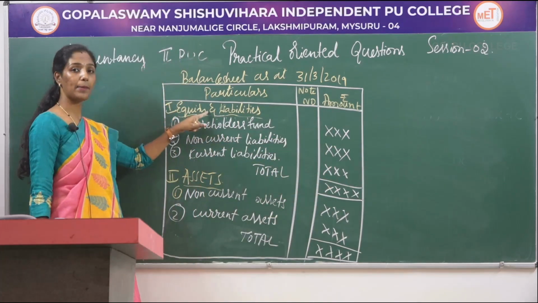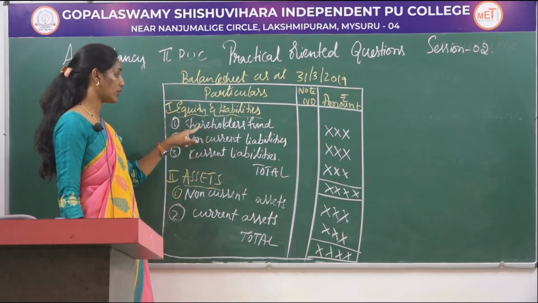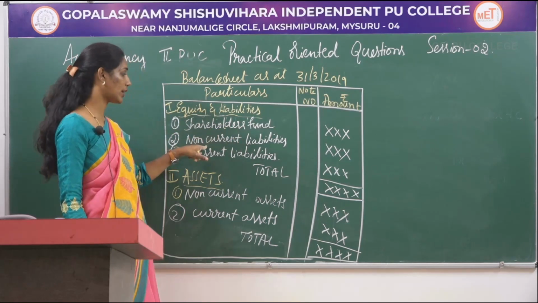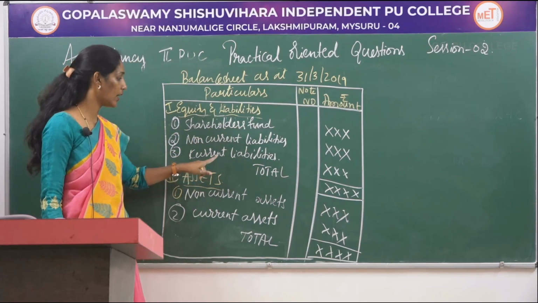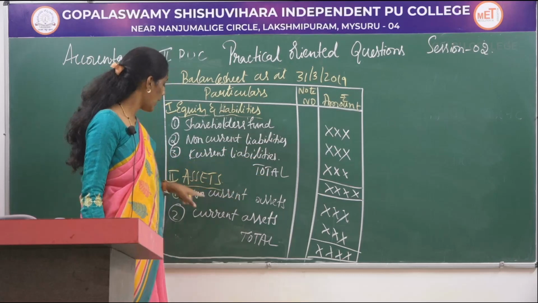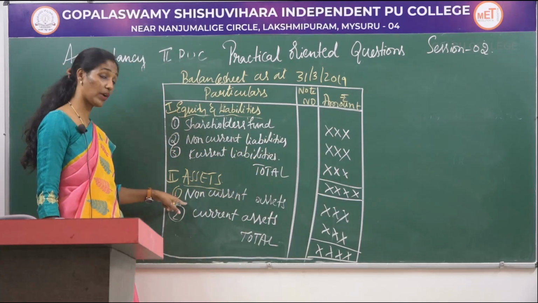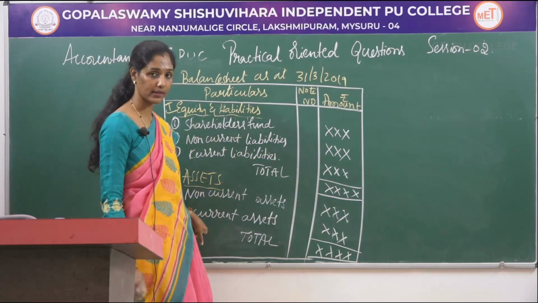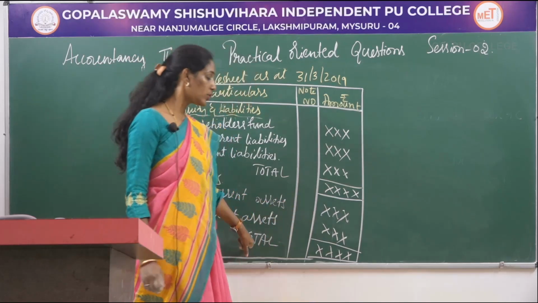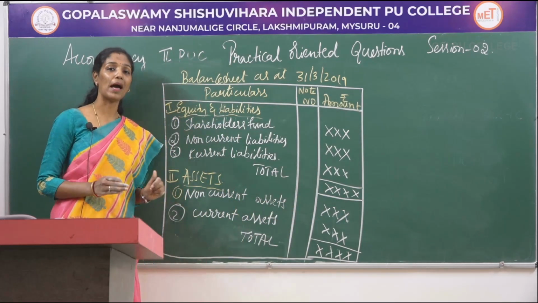So equity and liability can be divided into 3. The first one is shareholders fund, non-current liabilities and current liabilities. Then make a total of all the 3. And the next, assets. Assets can be classified into 2, non-current assets and current assets. Then make a total of 2. So this is the pro forma of balance sheet.